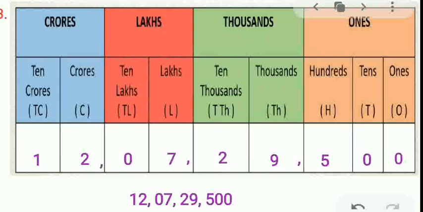The next number is 120729500. What is the order of putting commas in the Indian system? 3, 2, 2, 2. That means from the rightmost side, let's count. 1, 2, 3, comma, 1, 2, comma, 1, 2, comma, 1, 2. So we can read it easily. 12 crore 7 lakhs 29,500. This is the standard form.